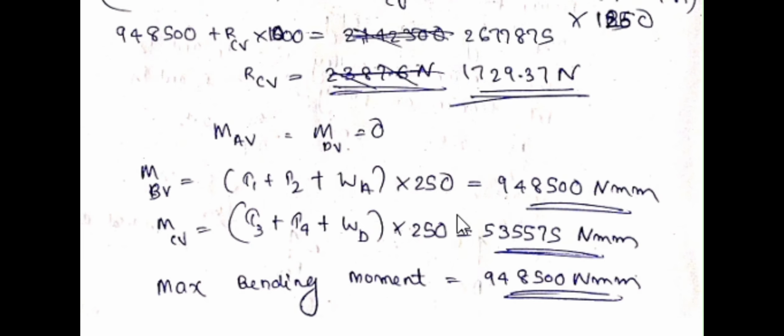For the maximum bending moment, we are not considering the horizontal diagram since it's not relevant, because we cannot find any moment by taking the horizontal diagram. So we only need to take the vertical load diagram. In the vertical load diagram we got both MBV and MCV, the only two points having moment. When we have two moments we have to take the maximum moment. The maximum moment will be MBV, that will be 948500 Newton mm.